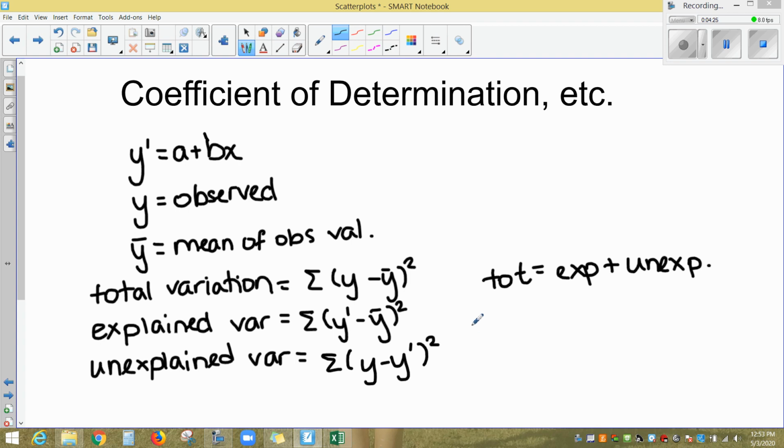The total variation is the sum of the explained variation plus the unexplained variation. If we add up these two variations, we get the total.